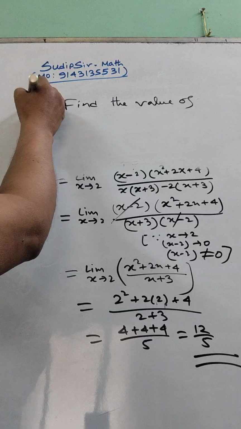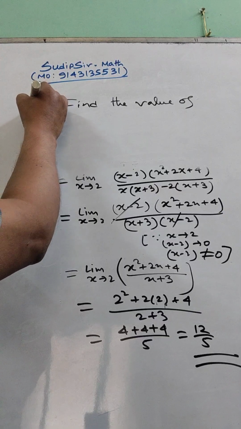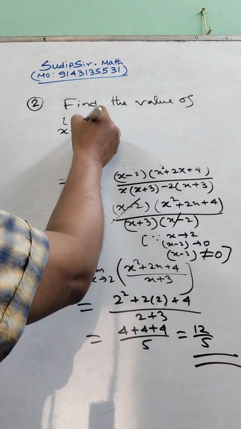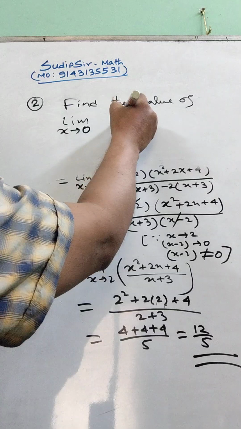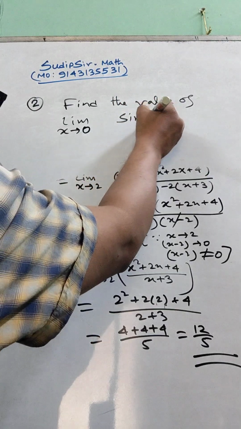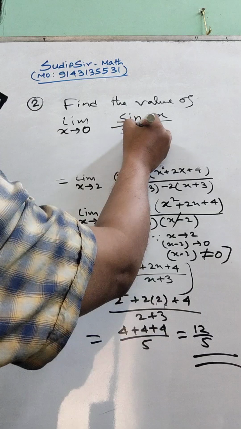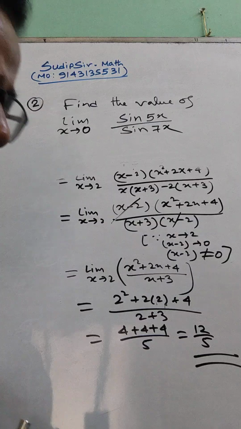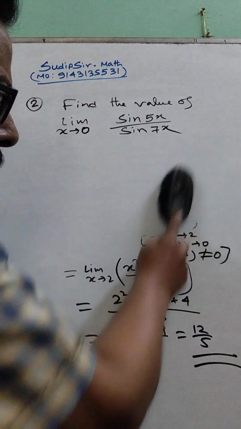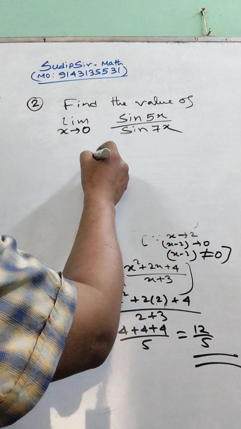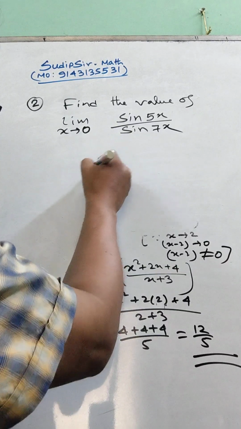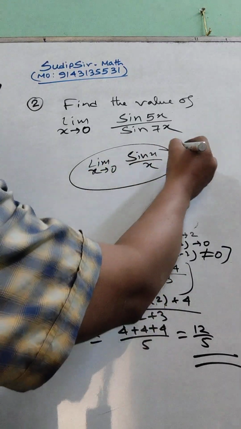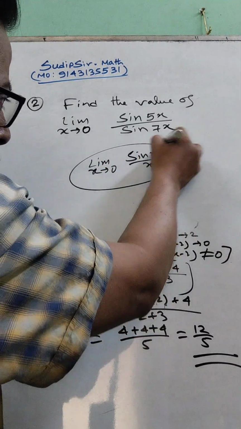Example 2. Suppose a trigonometric limit, x tends to 0, sin 5x by sin 7x. So for this type, we know the standard formula is limit x tends to 0 sin x by x, and that value equal to 1.